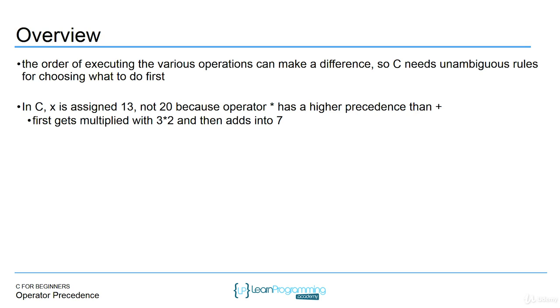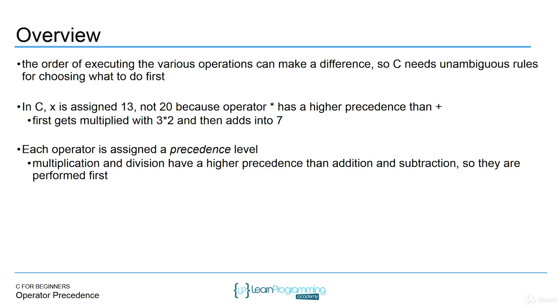Now C is going to do the latter. It's going to do the multiplication first because that has higher precedence. So it's going to do 3 times 2, which is 6, and then it's going to add the 7. So the result of x is going to be 13 because the asterisk has higher precedence than the addition. All right? And so there are rules for every single operator. Which operator has precedence over the other? There's a precedence level. Multiplication and division have higher precedence than addition and subtraction, so they're performed first, for example.